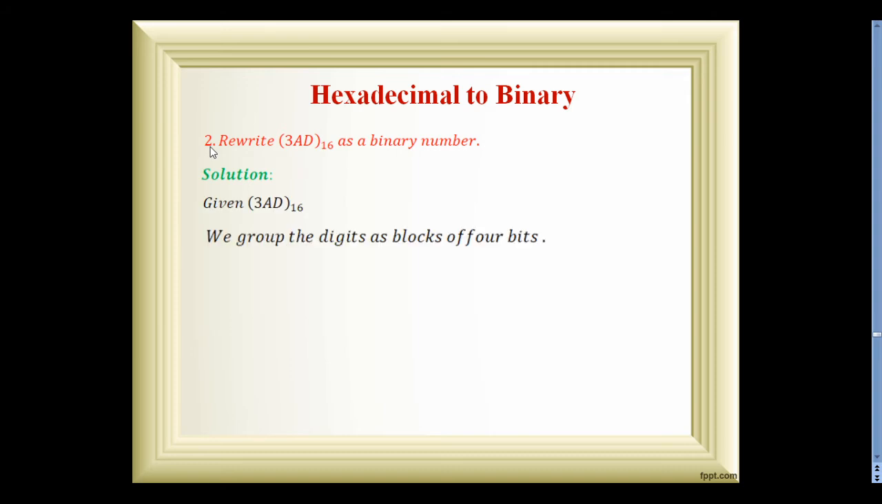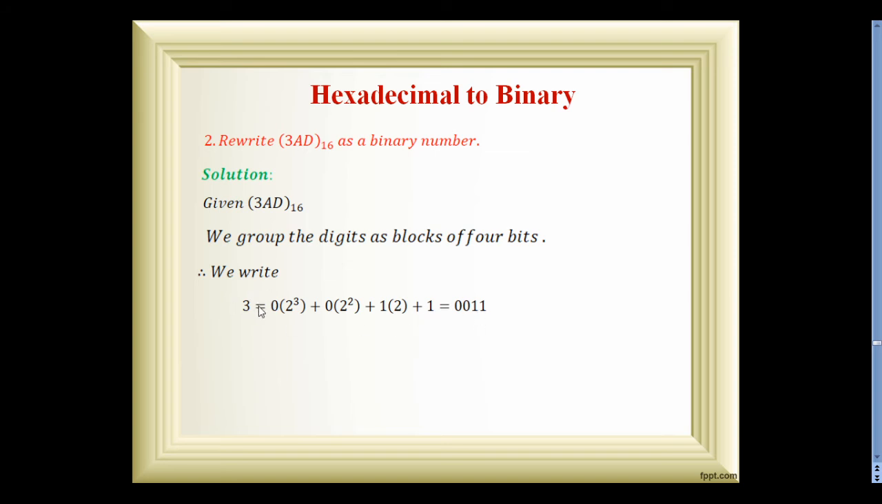How to convert hexadecimal to binary? Now rewrite 380 base 16 as a binary number. So again, given 380 base 16, just as when we converted binary into hexadecimal we grouped 4 bits in a group, in the same way we group the digits as blocks of 4 bits. So we write 3 as 4 digits. First you fix the powers: 2 cube, 2 square, 2, 1. 1 is nothing but 2 power 0. 2 is nothing but 2 power 1. Now you fix the values: 0 into 2 cube, 0 into 2 square, 1 into 2 plus 1. Then only you will get 3.